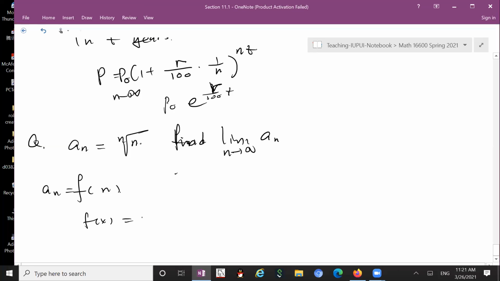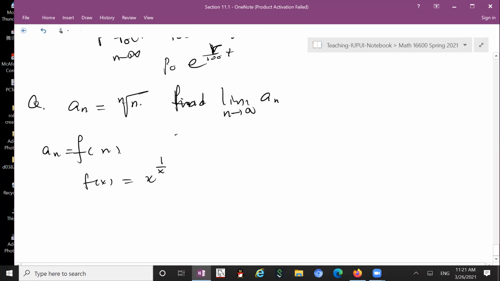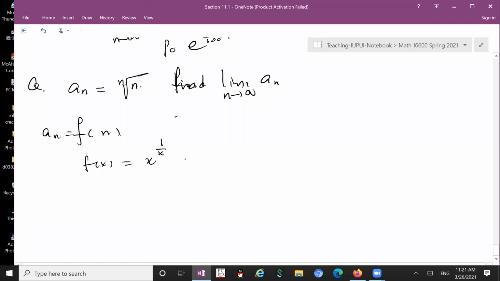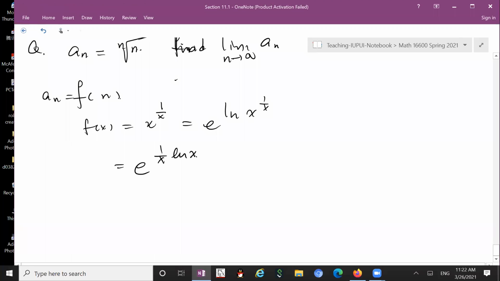Now, what is f of x? f of x is x to the 1 over x. We just need to find the limit as x approaches infinity. This function can be written in the form e to the 1 over x natural log of x. But natural log of x over x, this limit is going to be 0 as x approaches infinity.